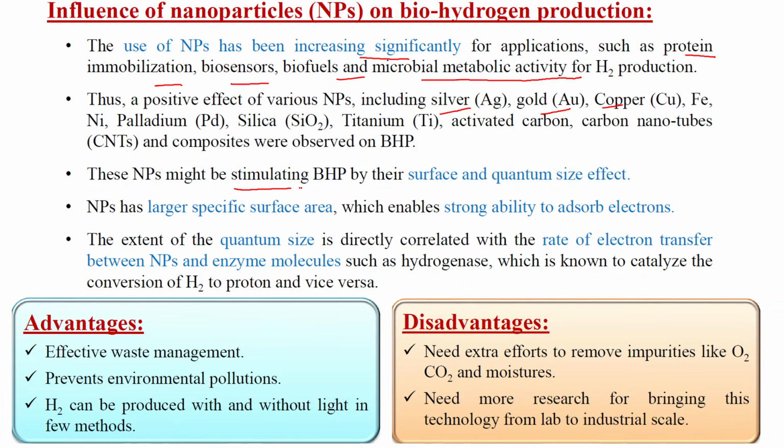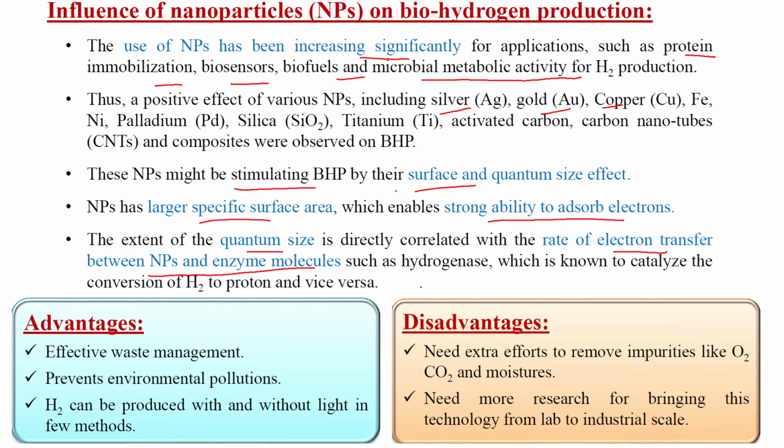These nanoparticles might be stimulating BHP by their surface and quantum size effect. I mean, they can improve the biohydrogen production due to their size, quantum size effect, large surface area, or strong ability to absorb electrons. And the extent of quantum size is directly correlated with the rate of electron transfer between nanoparticles and enzyme molecules. So there are various factors involved in the selection of nanoparticles for improving hydrogen production in any kind of hydrogen production.